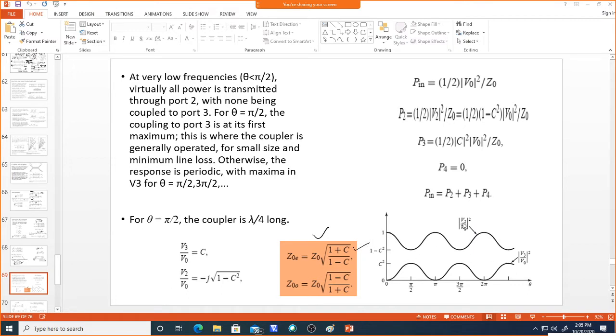There is a coupling factor for port 2 as well as port 3. The coupled port will be port 3 and the remaining power will go to port 2, and P4 will be isolated, which is equal to 0.